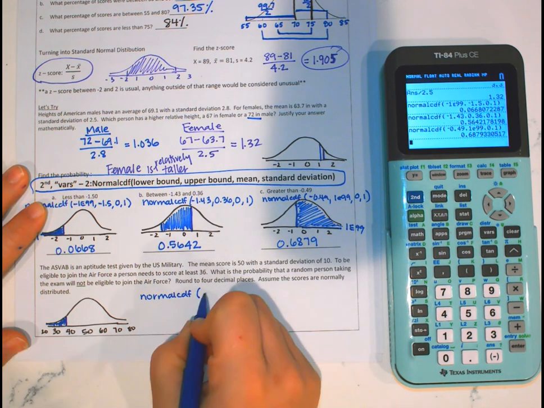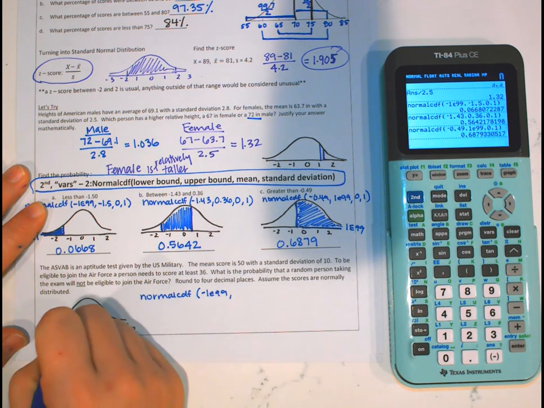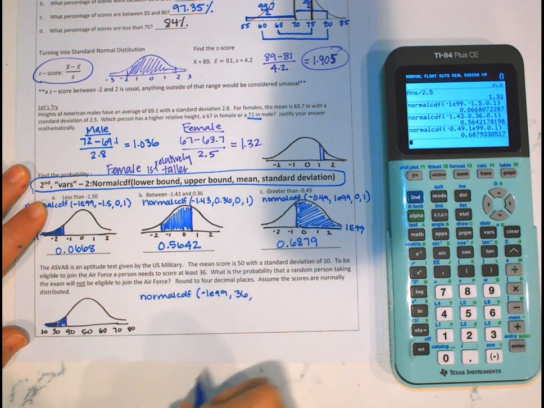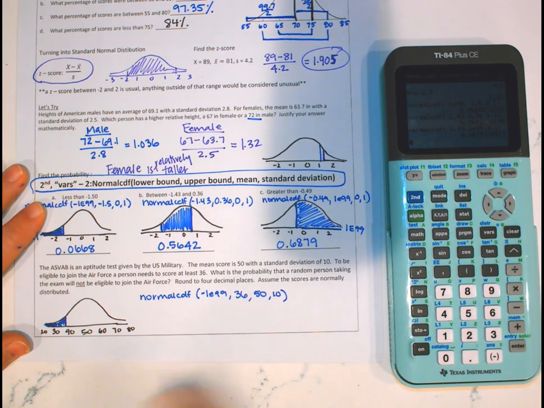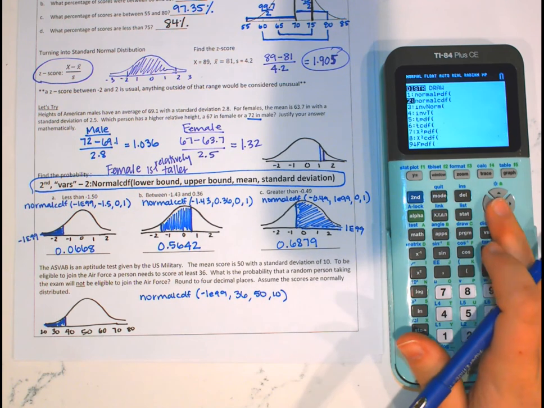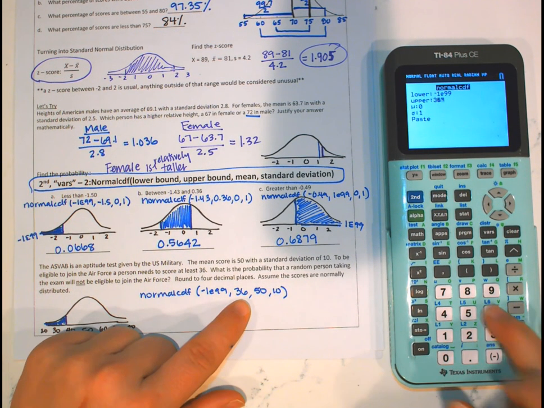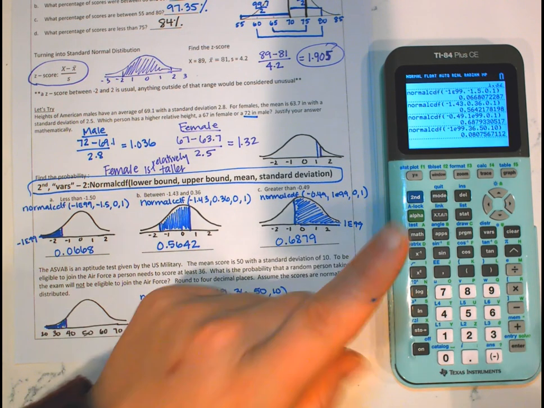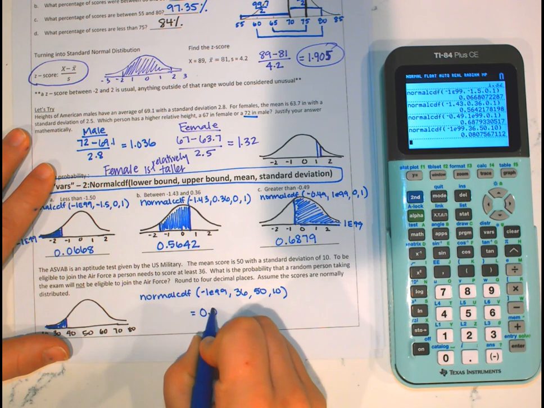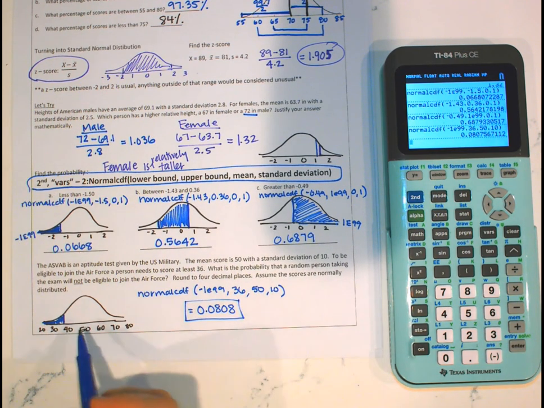I'm going from -1e to the 99 because I'm shading all the way to the left. And then my highest point was 36. My mean here is 50 now, and my standard deviation is 10. So now this is what I'm going to type in to find my area. So -1e to the 99, 36, mean is 50, standard deviation is 10. So the area would be 0.0808. That represents the probability that someone doesn't pass.